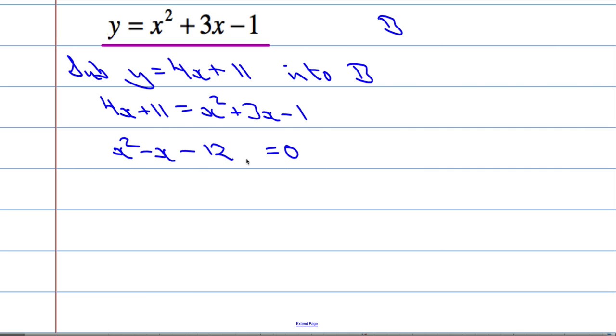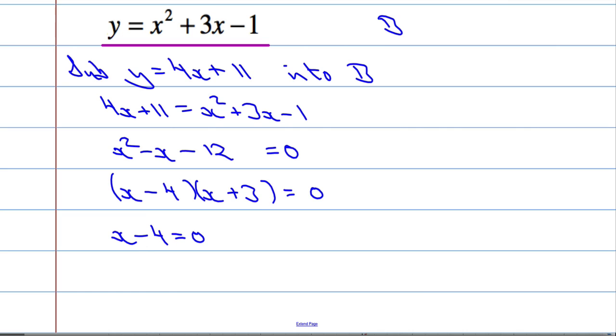Okay, so I've got a quadratic here. x squared minus x minus 12 is equal to 0. We should be able to factorize this. I'm thinking x and x, and that will be equal to 0. So two numbers that multiply to give negative 12, but add to give negative 1. Minus 4 plus 3.